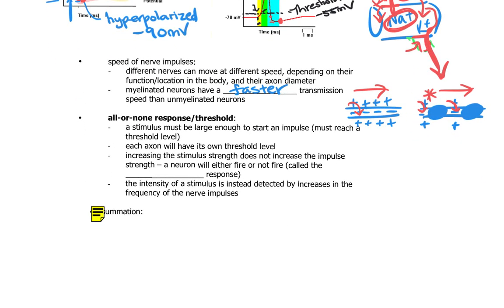The all or none response goes back to that idea of this threshold. They're kind of interchangeable, they overlap a little bit in terms of their definition. But a stimulus must be large enough to start an impulse. So it has to reach a threshold level. And if it doesn't, then there would be no response.